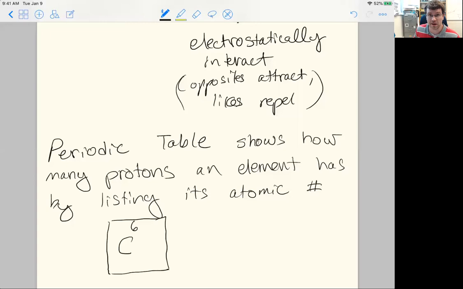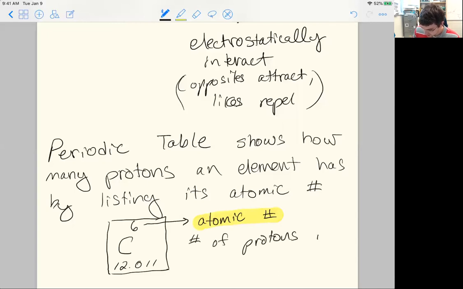There's a different format of the periodic table. It probably should also have the number 6. And we're also going to see, in our case, down below, a number 12.011. These are all very important attributes of carbon. There may be other things included, but these are by far the most important things. So the number 6 is the atomic number. The atomic number, a very important attribute of our elements, is equal to the number of protons in an element.